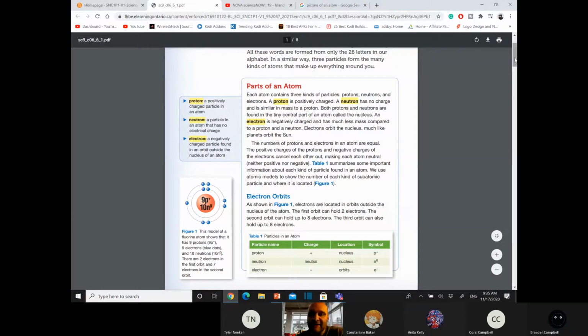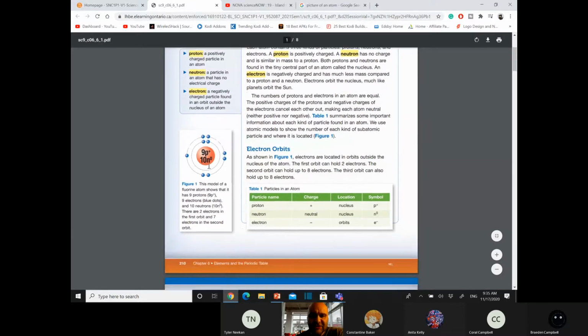The number of protons and electrons in an atom are equal. The positive charges of the protons and the negative charges of the electrons cancel each other out, making each atom neutral, neither positive nor negative. Table 1 summarizes some important information about each kind of particle found in an atom. We use atomic models to show the number of each kind of subatomic particle and where it is located. Figure 1. We're going to be drawing some of these pictures tomorrow.